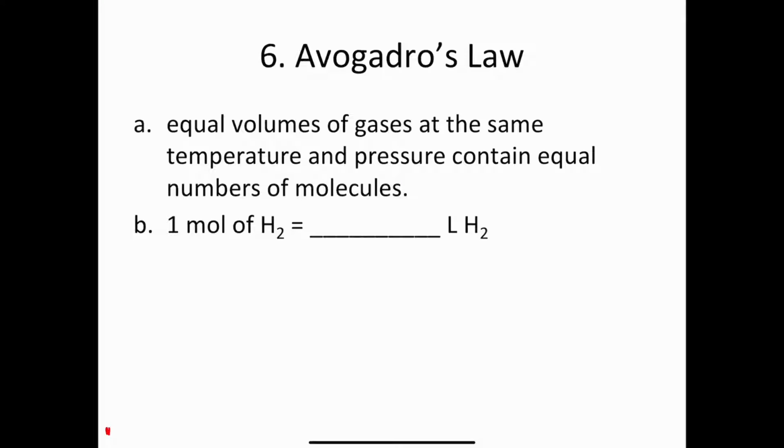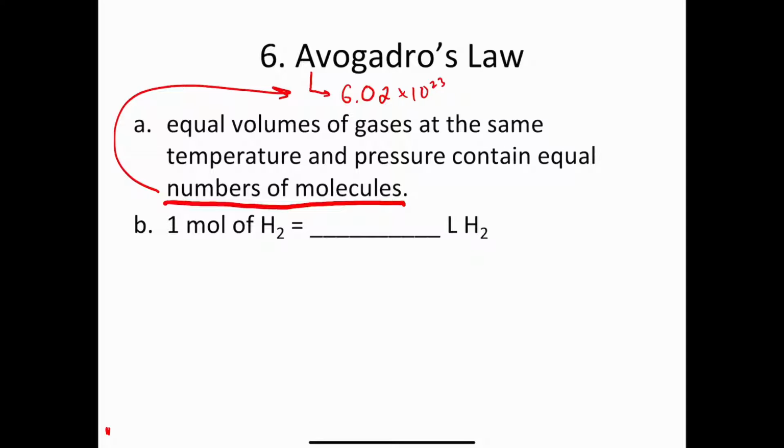Okay, so here we're going to talk about Avogadro's law. If you remember Avogadro, he was the guy with the 6.02 times 10 to the 23rd. He didn't discover that number, but the number was named after him. So we're going to talk about moles. His law says that equal volumes of gases at the same temperature and pressure contain an equal number of molecules, and that goes to the idea of the mole.